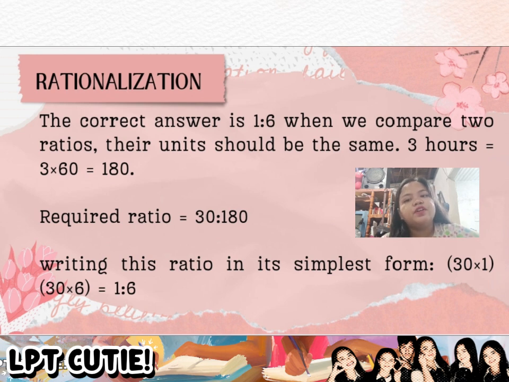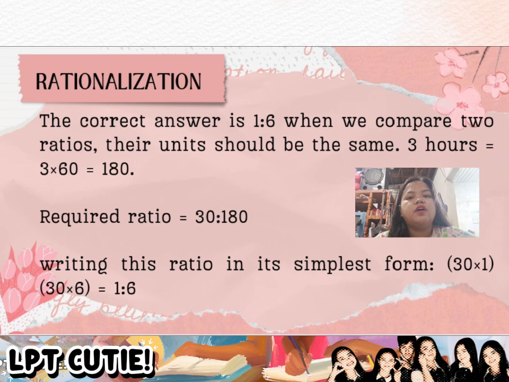So the required ratio is 30 is to 180. Where did we get the 30? Again, from the given 30 minutes, right? How did we come up with 180? That's the answer earlier: 3 times 60, we have 180. So is that the final answer? 30 is to 180? No, right?